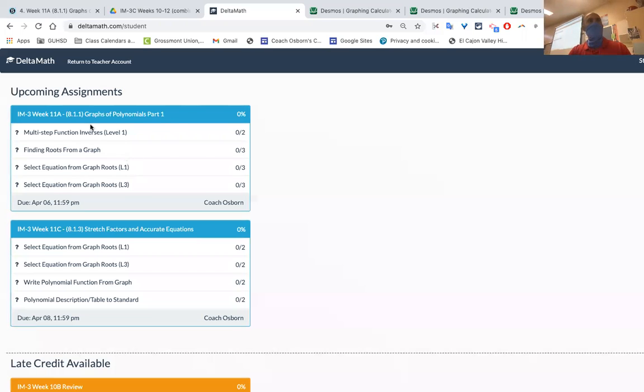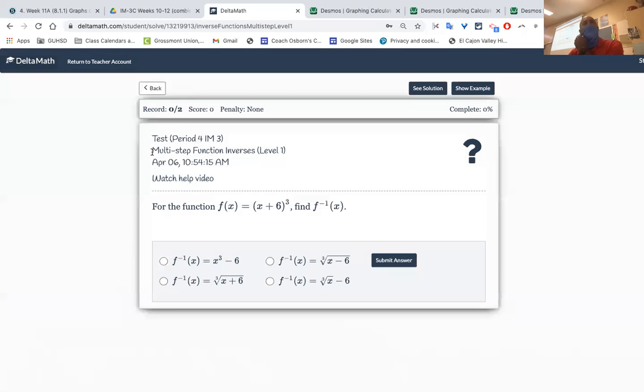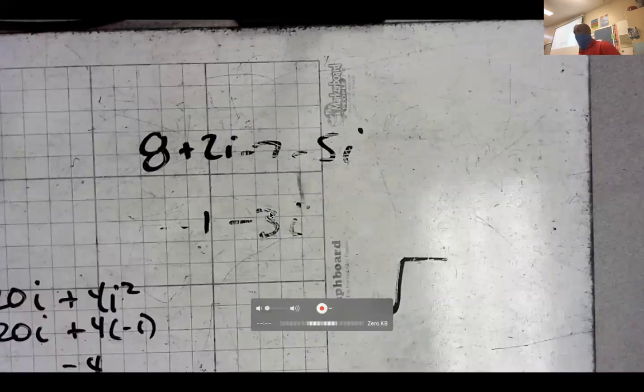All right, so for Delta Math, the first problem right here for today, inverse functions. All right, so now inverse functions, which again, this is also in the packet tonight, you need to work backwards, okay? So let's take this problem right here, let's write this out. Okay, so I'm gonna take this right down on my whiteboard.